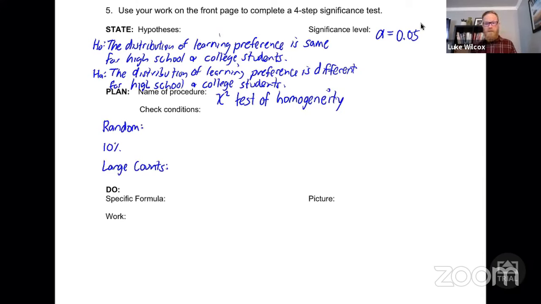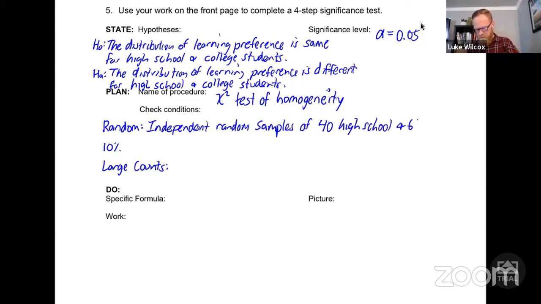For the random condition, we need to make sure that we have random samples, actually 2 random samples that are independent here. So we're going to say that we have independent random samples of 40 high school and 60 college students. And remember, the reason why the random sample is important is because we want that sample to be representative of the population, because at the end, we'd like to make some sort of conclusion and generalize it to the population. In this case, we can generalize to the population of all high school students and all college students.